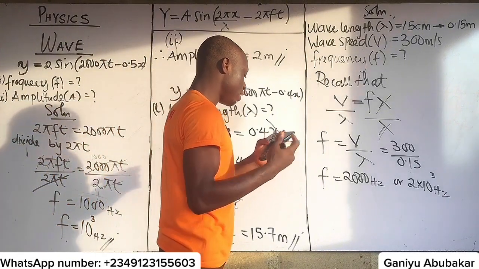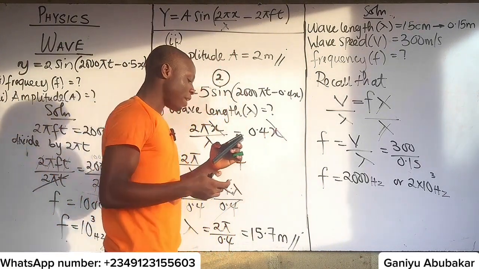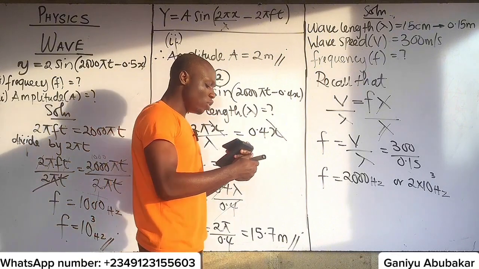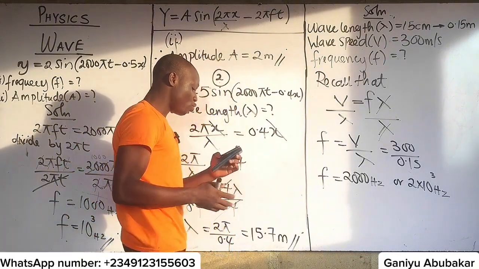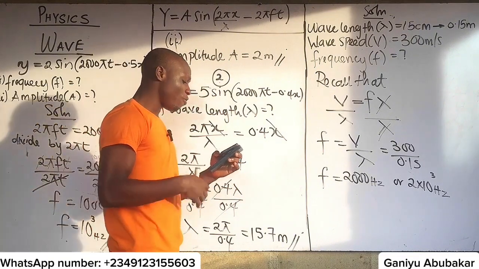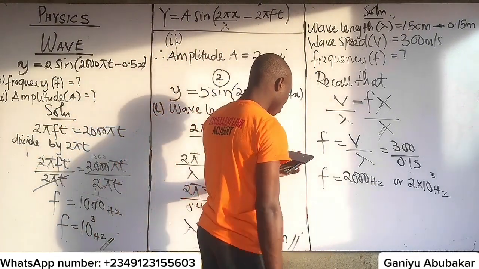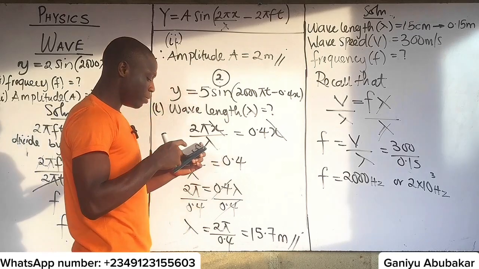Option A says 4.5 times 10 to the power 5. Option B says 2.0 times 10 to the power 3. C, 4.5 times 10 to the power 2. D, 2.0. Of course, my answer there is what? Option B. My answer there is option B.